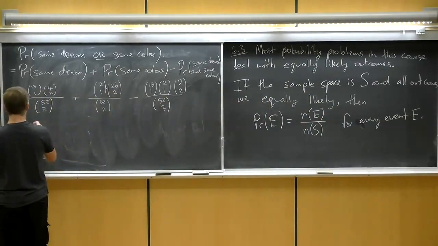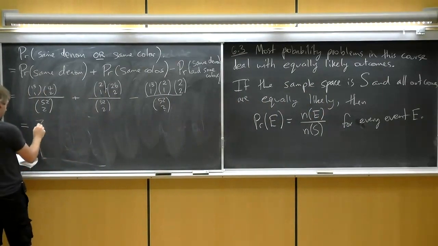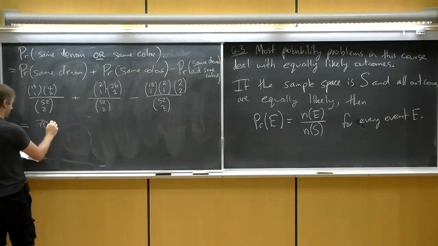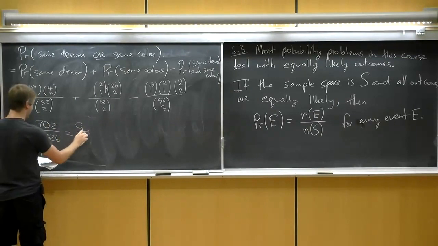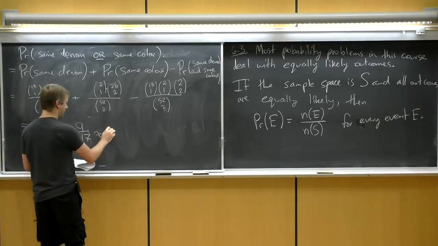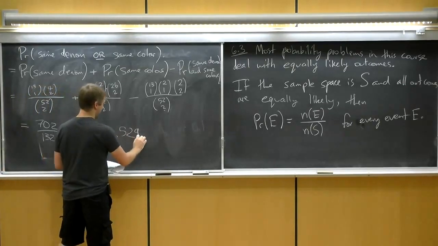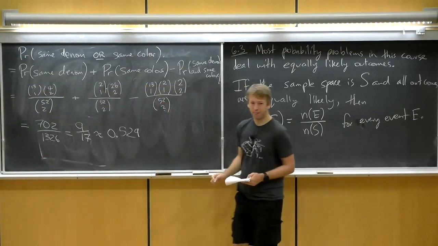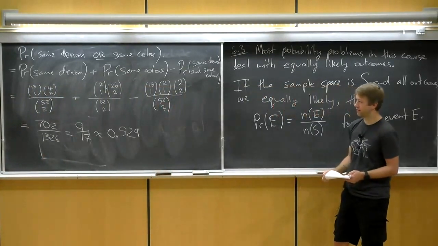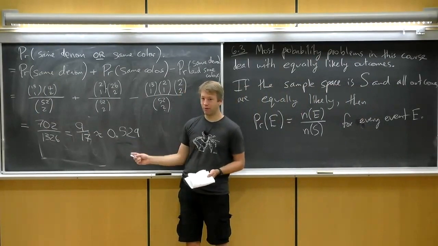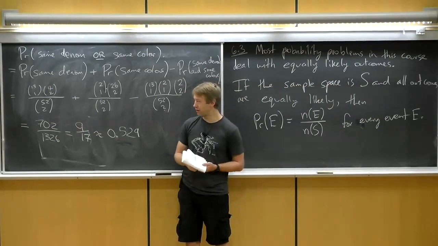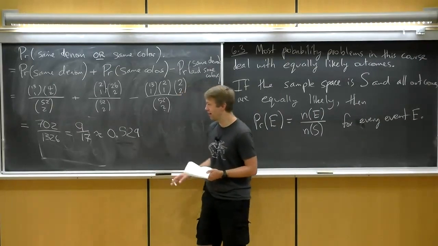And I think if you calculate this, unless I've messed up my notes here, it's something like 702 over 1326, which apparently reduces to 9 over 17, which is roughly 0.529, I think. On a test, usually it's going to be okay to write things in decimal form unless we really ask you not to, but usually that should be okay.